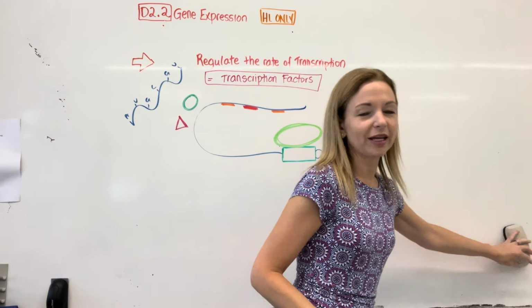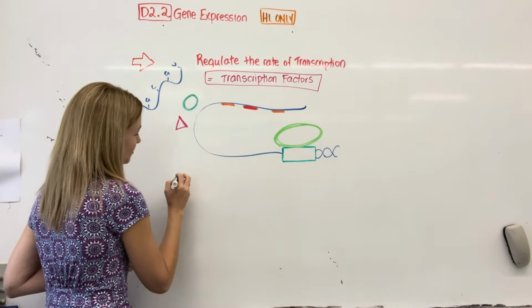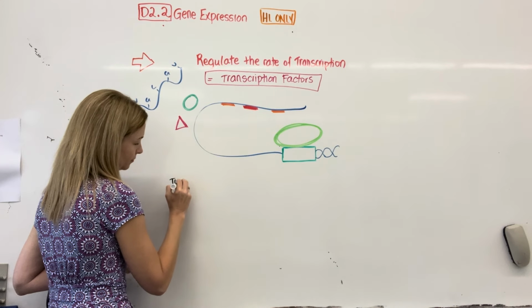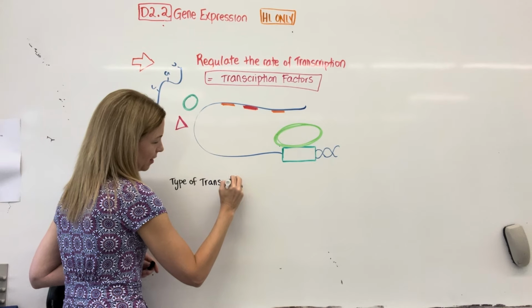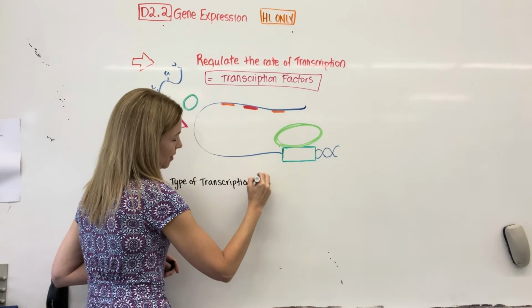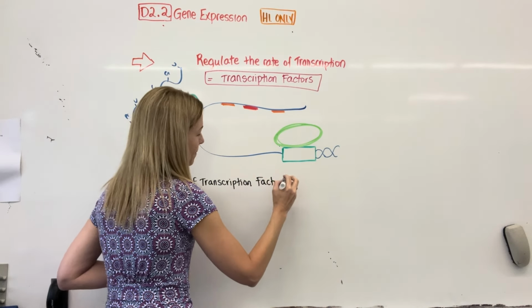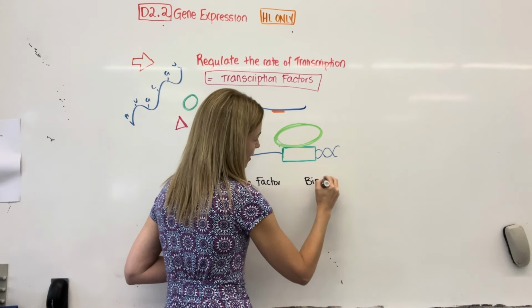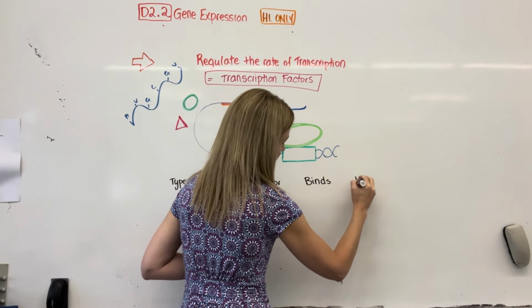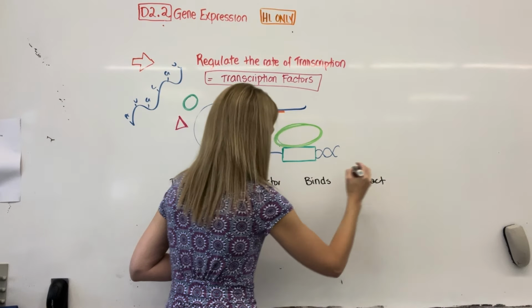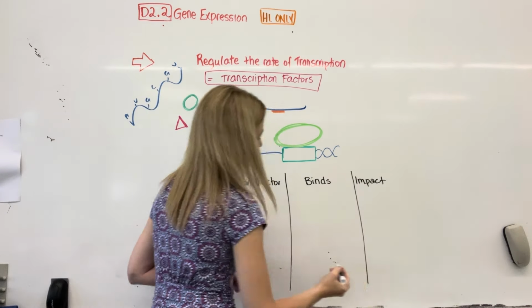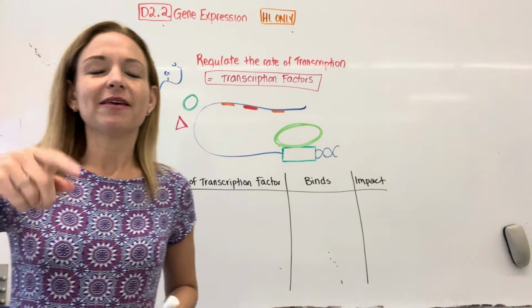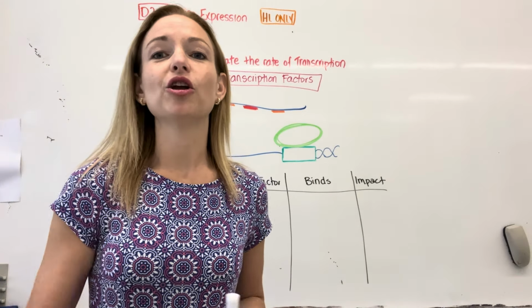Below here, we're going to write type of transcription factor. Then we're going to look at where it binds and what its impact is. That's usually going to be like, does it start it, slow it, things like that. So there's 3 types of transcription factors, and each of them binds to a specific thing that you need to know the name of.